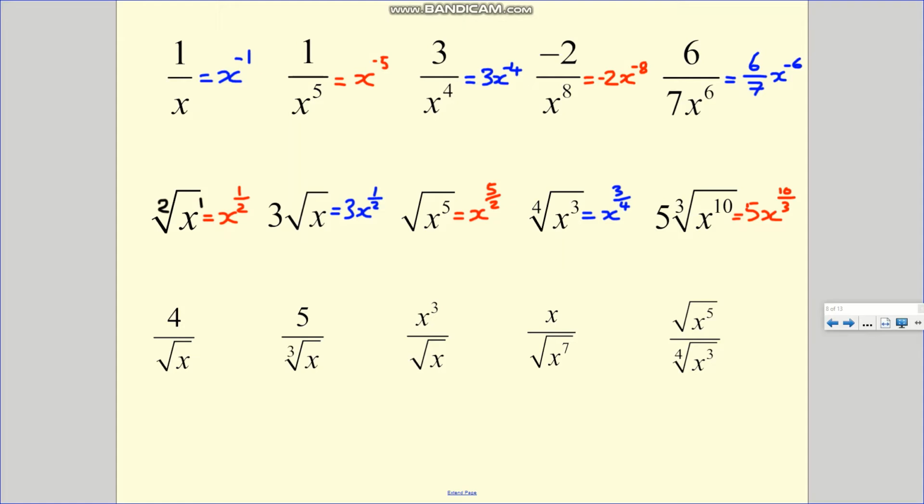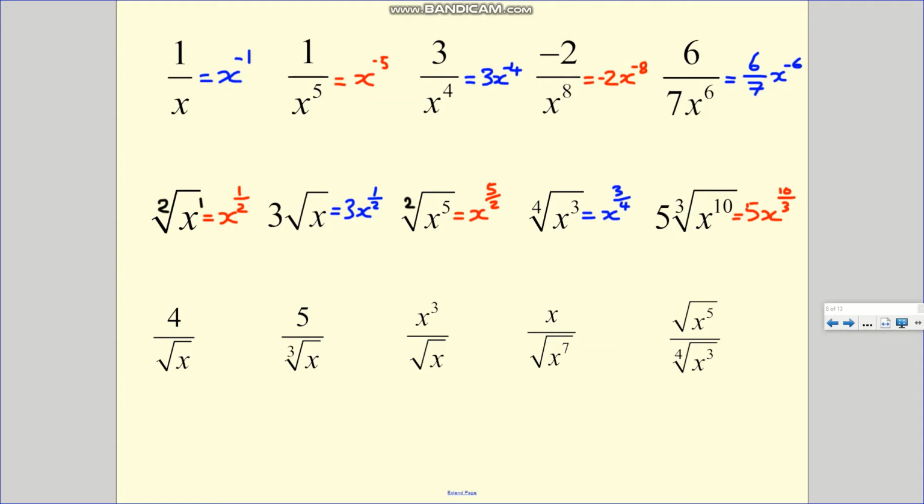For this one here, again, that missing number there is going to be a 2 because we don't write that on a square root sign. So we've got 5 over 2 as our power. This one here, both of our numbers are in, so 3 is the power number, it goes on top. 4 is the square root number, that's the 4th root of x cubed. So 4 goes on the bottom of our fraction.